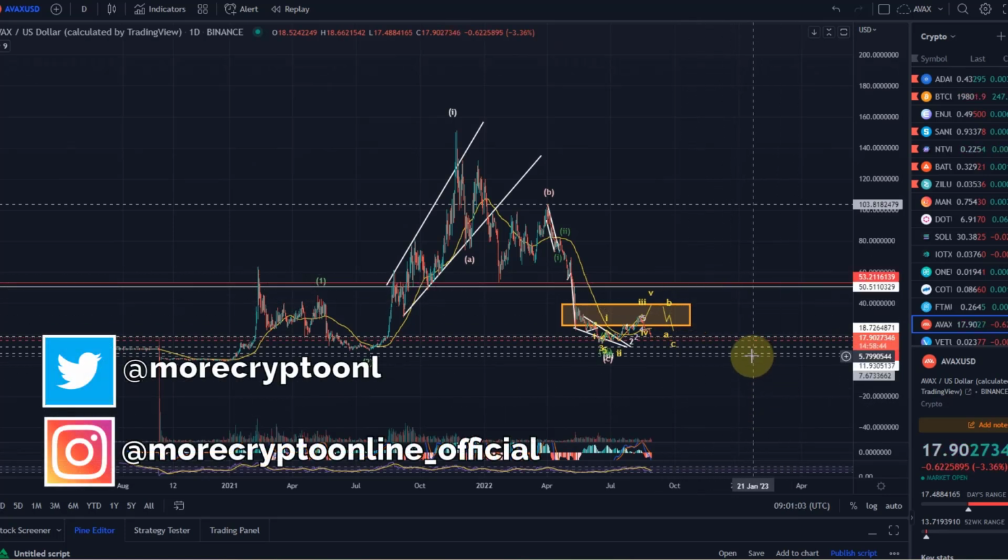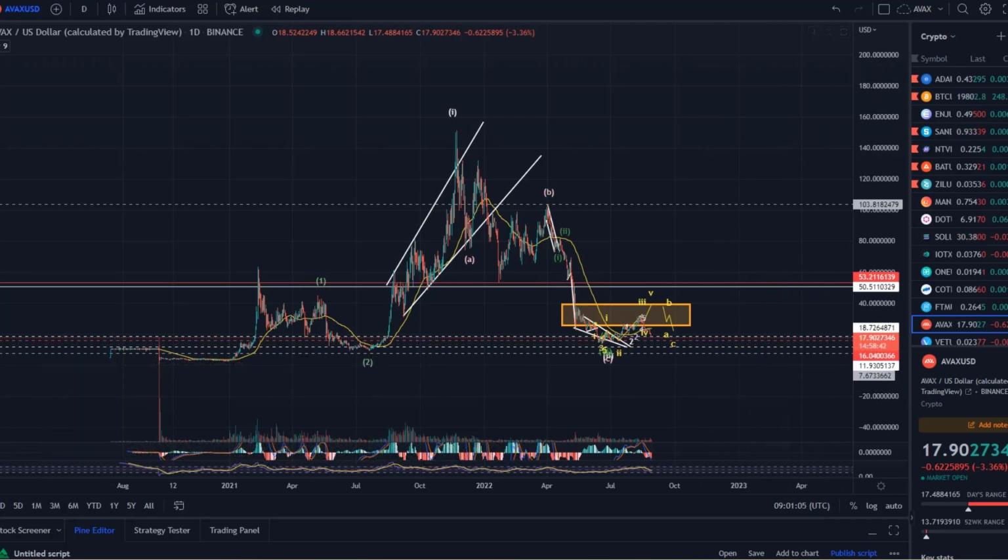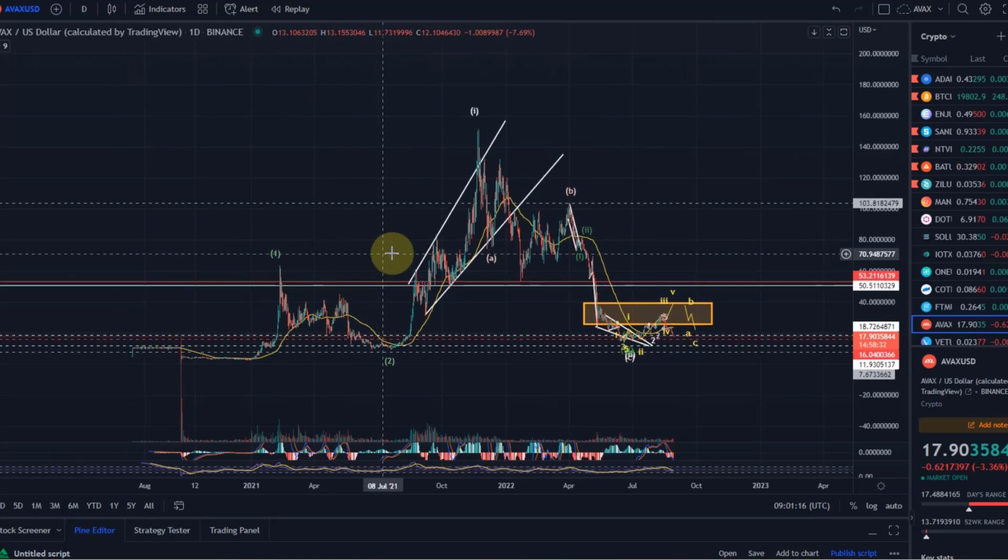AVAX I haven't covered for a while, but you know my view of this chart. I am not very happy with this overall price chart. The wave 1 should be here, by the way. It is the problem with this chart. I explained it in previous videos, maybe for every newcomer.